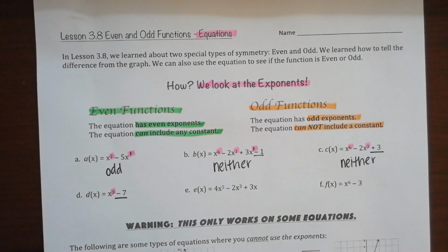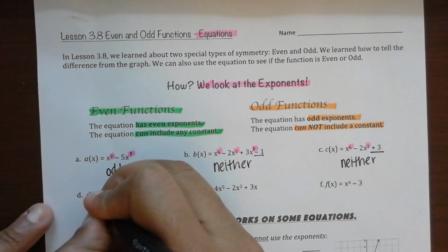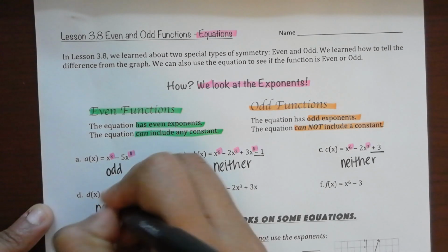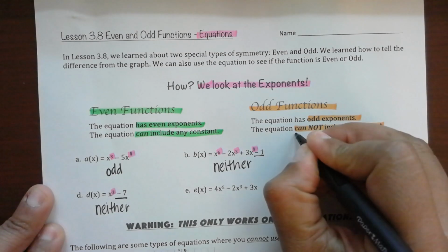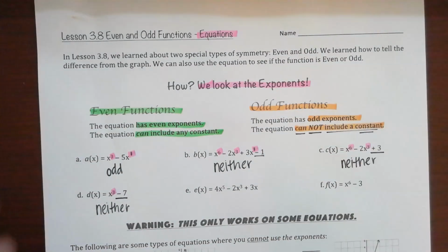So is this even, odd, or neither? Neither. I'm also teaching you how to read. It says cannot include a constant. Any questions there? Everybody good?